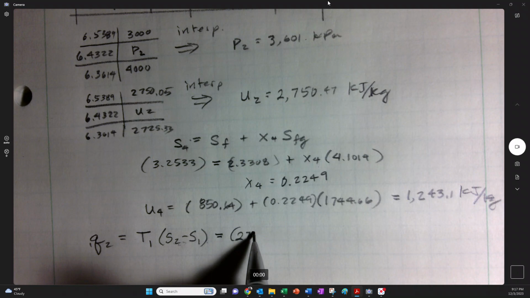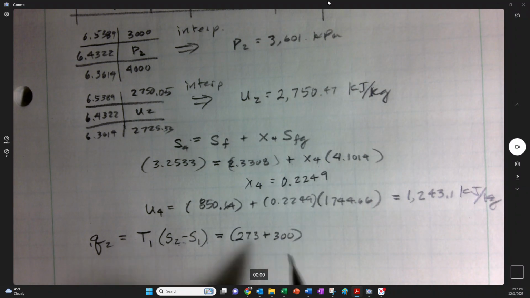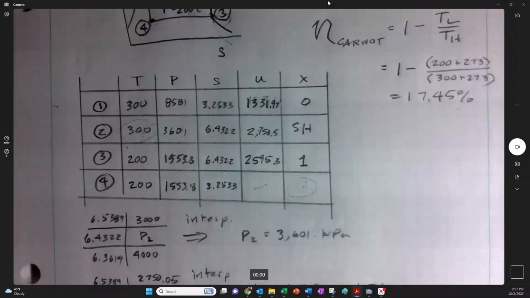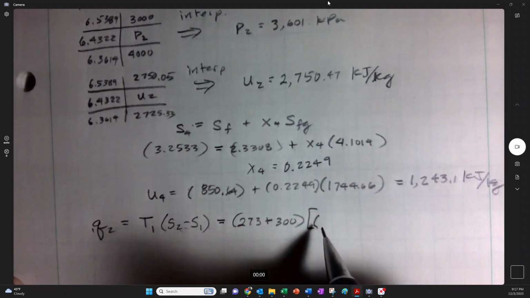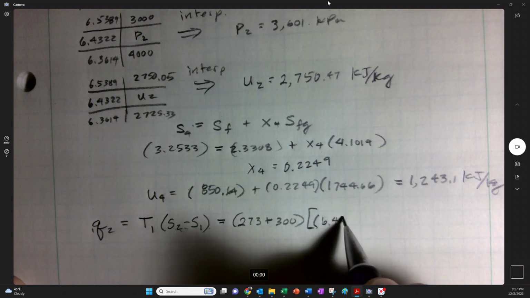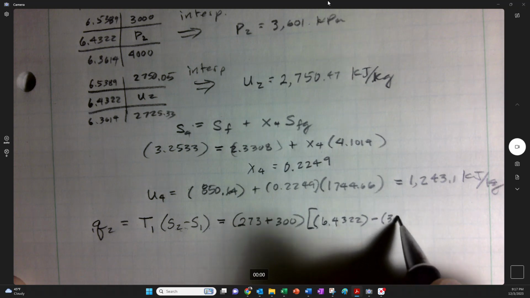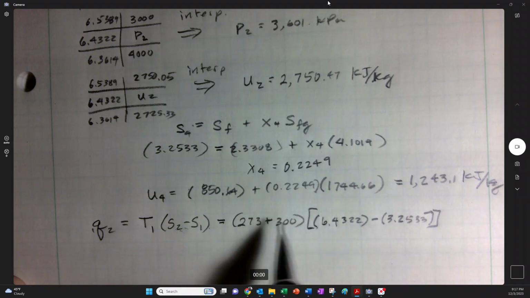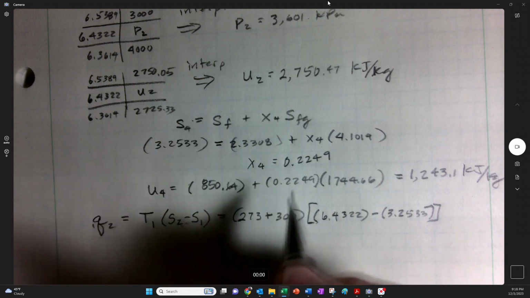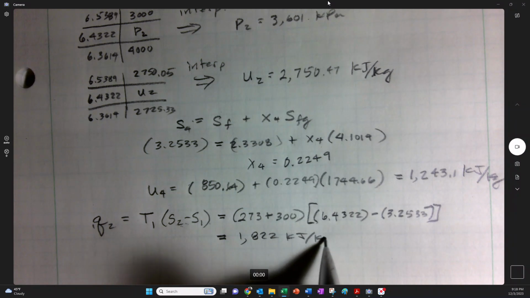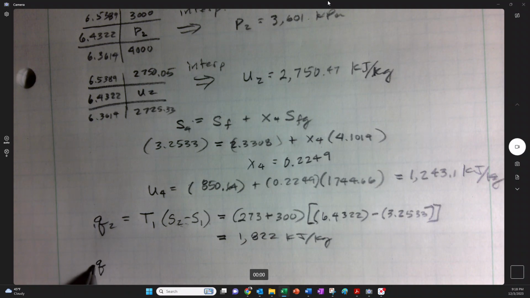So we have 273 plus our 300, and then that's going to be times 6.4322 minus 3.2533. And we should get a positive number right here. And that will be the heat in kilojoules per kilogram. I haven't actually written this down, so let me see where I can get that. Yeah, and I believe if I did that correctly, I should have gotten 1,822 kilojoules per kilogram.